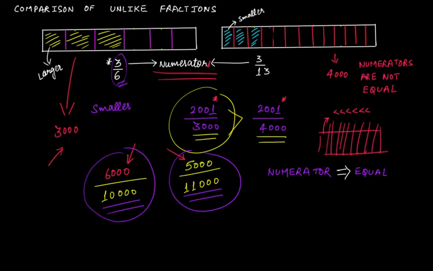Welcome to part 2 of the video series on comparison of unlike fractions. In part 1, we discussed how to compare unlike fractions when they have the same numerators. So in these examples, when we compared the unlike fractions, they had equal or same numerators. 3, 3, 2001, 2001, right?